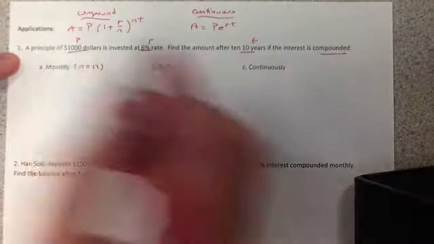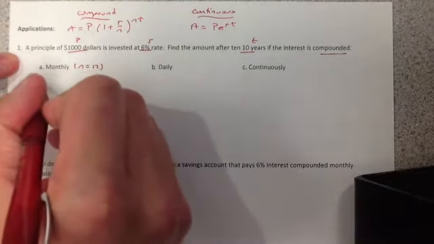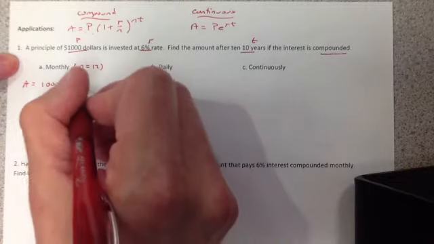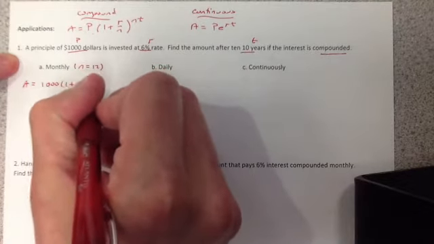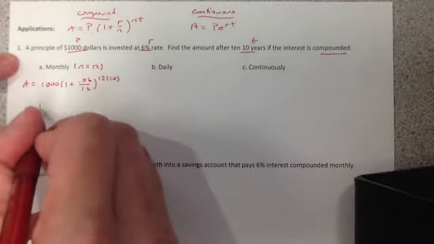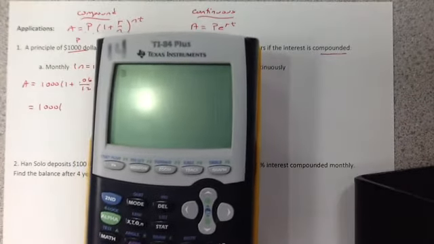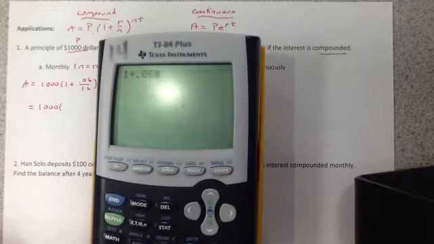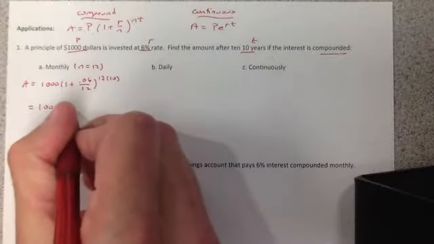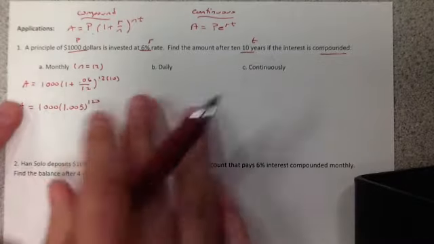So if I want to find the amount, I'm going to plug it into my compound formula. A equals my principal, which is 1,000, times 1 plus R. Remember, we always write R as a decimal, 0.06 over 12, to the N times T, 12 times 10. Now I'm going to simplify this using my calculator. 1 plus 0.06 divided by 12 gives us 1.005 to the 120.